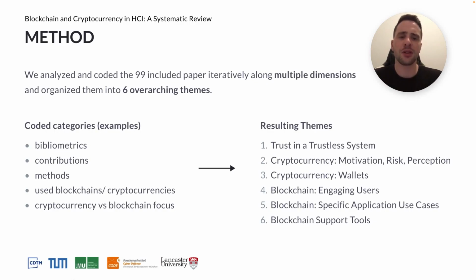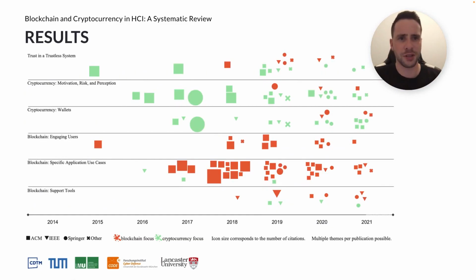Now, already from the naming, you can see that there is a chasm between a focus on cryptocurrencies and a focus on blockchains. We tried to capture this in a figure. Here you can see the different themes in different lanes and all the papers assigned to them. In green, you see the cryptocurrency papers, or those that approach their research looking at the cryptocurrencies, versus the papers in red that have a blockchain focus.